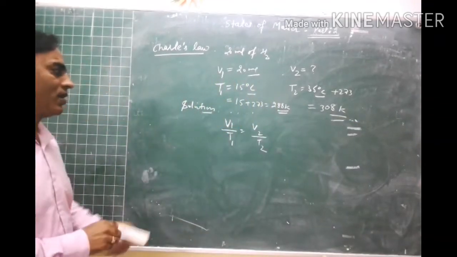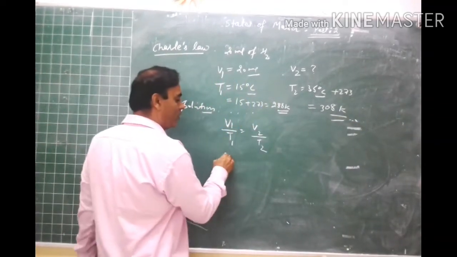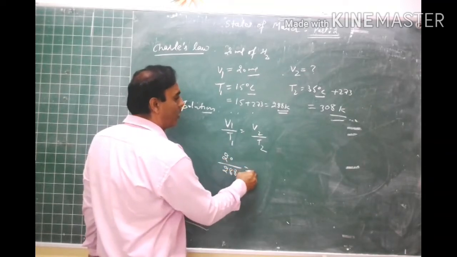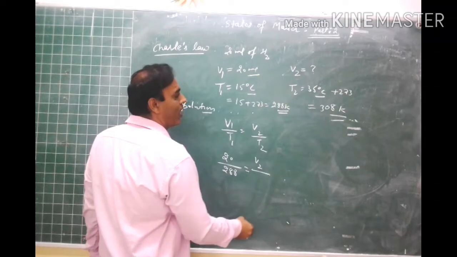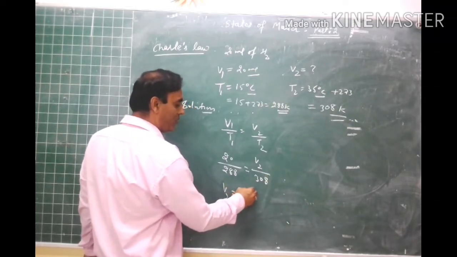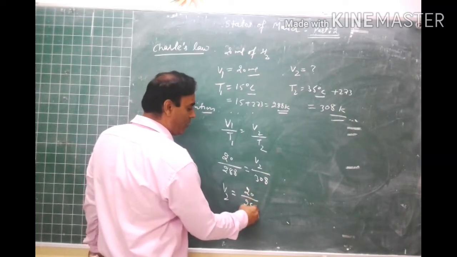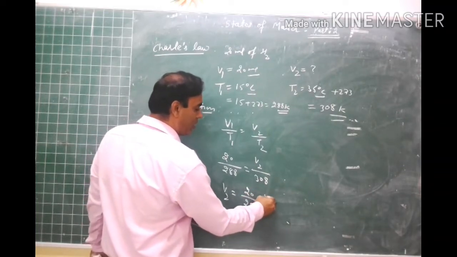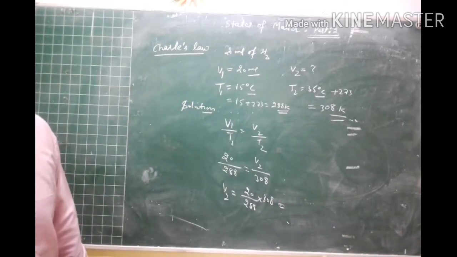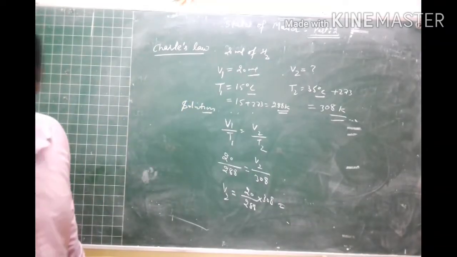Now put the values in this formula, that is V1 is equal to 20 ml and T1 is 288, and V2 we have to calculate and T2 is here 308. So V2 you can now calculate: 20 upon 288 into 308, and the answer will be 21.38.